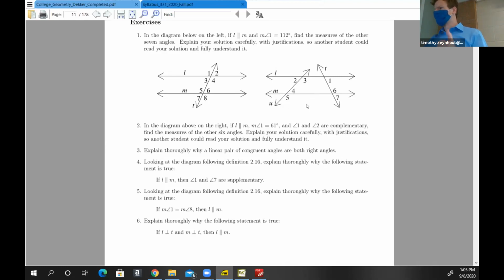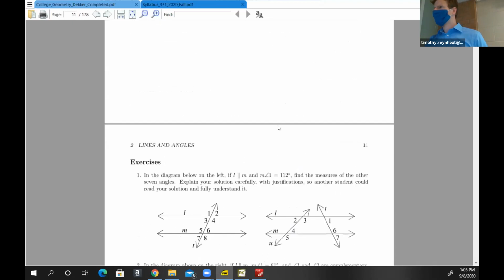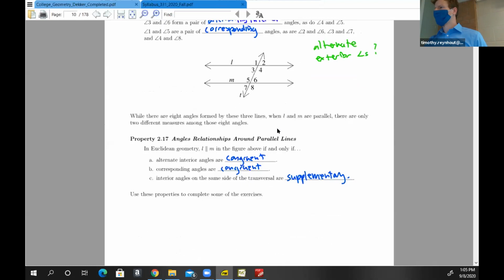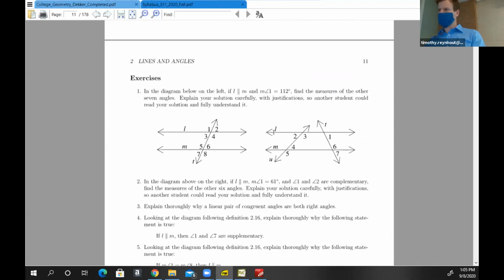But then again, it's the same collection of tools: vertical angles, alternate interior angles are congruent, and linear pairs. That's essentially all that you need to make it through. Okay, so that's that.